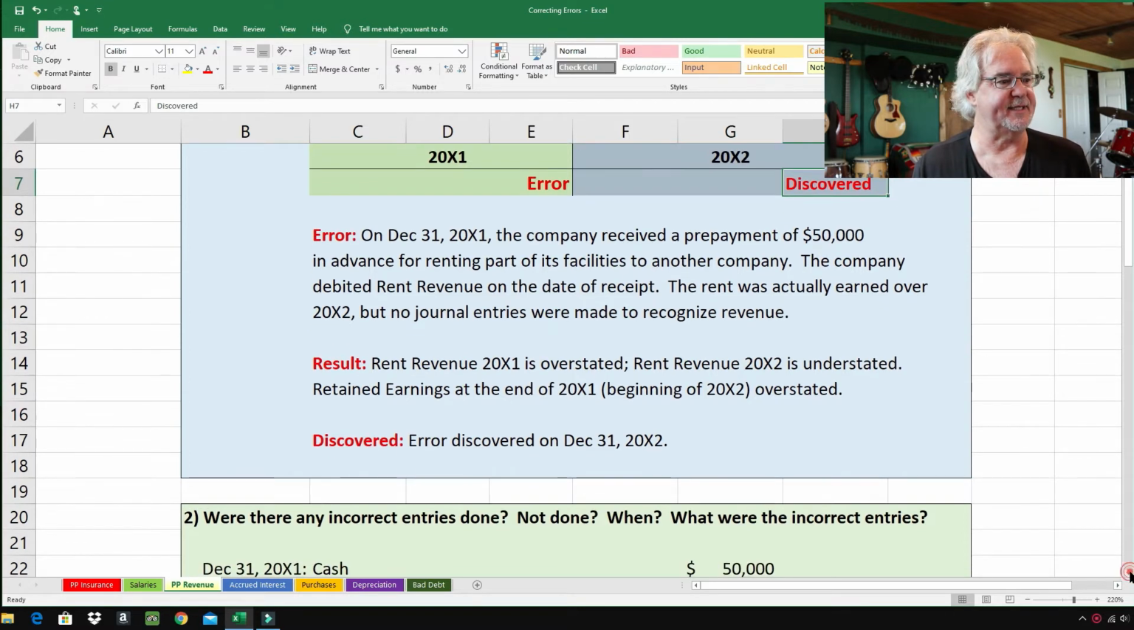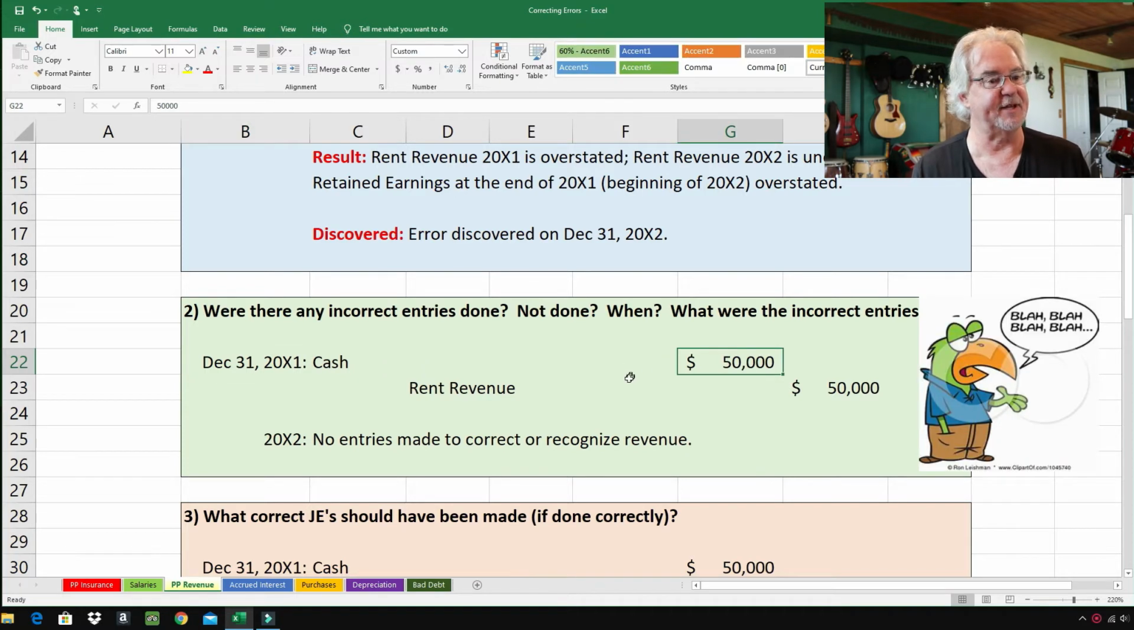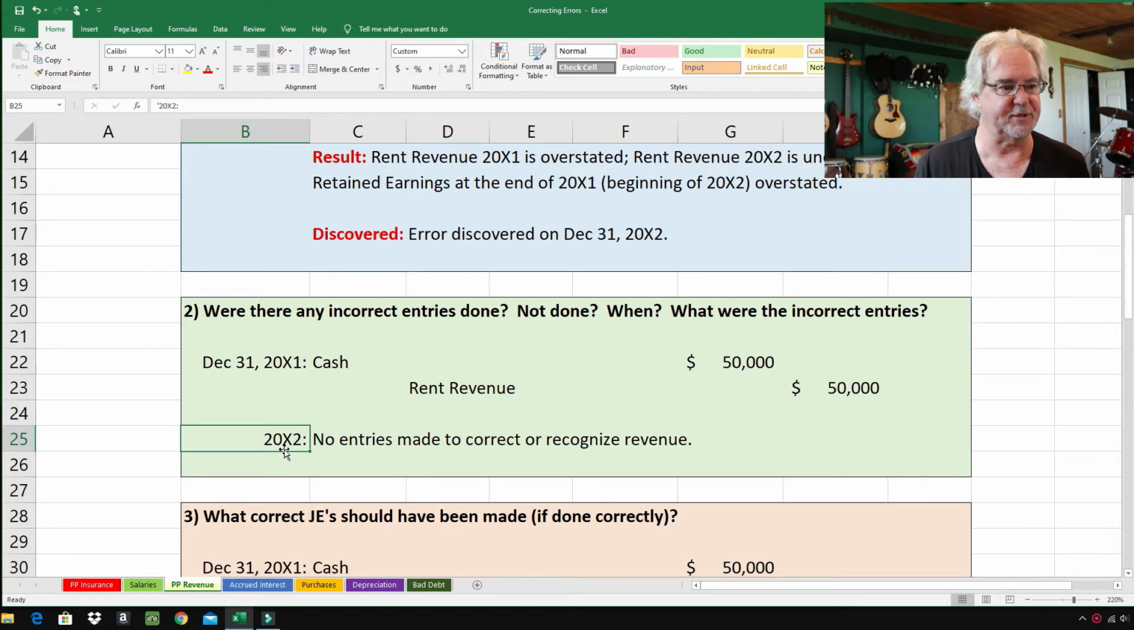So coming down to step number 2. Were there any incorrect entries done or not done? And when were they done? What were the incorrect entries? You want to get a handle on this. And usually you can just look in the books and figure out what happened. On December 31st, 2001, they debited cash, which they should have done. They received $50,000 in cash. But here's where they went wrong. They credited rent revenue for $50,000. Now in 2002, there were no entries made to correct this mistake or recognize the revenue in the proper period. So no entries done in 2002.